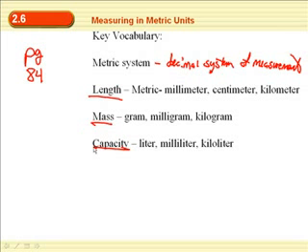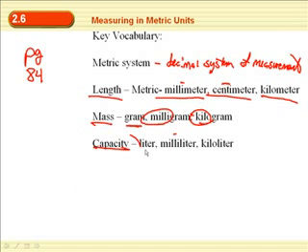So if you look at these measurements, we have our metric measurements. In length, we have millimeters, centimeters, and kilometers. Millimeters are very small. A centimeter is about the width of your finger, and a kilometer is less than a mile. I'm not really sure how long a kilometer is, we're not used to using those, but I know it's less than a mile. For weight, we have grams, milligrams, and kilograms. Kilo is the bigger one, milli is smaller, and gram is in the middle.